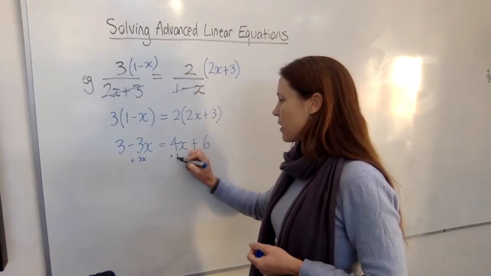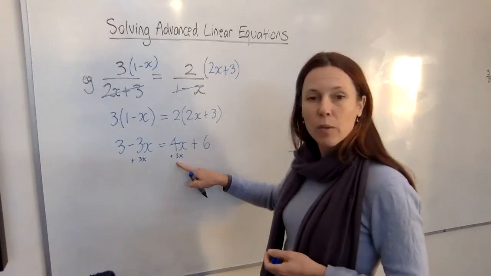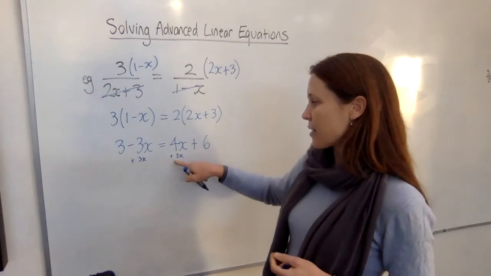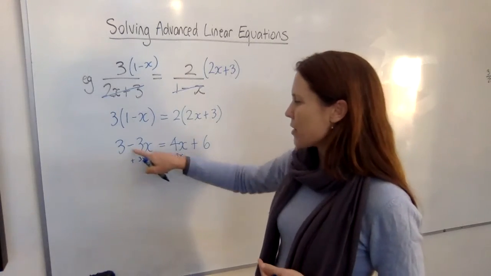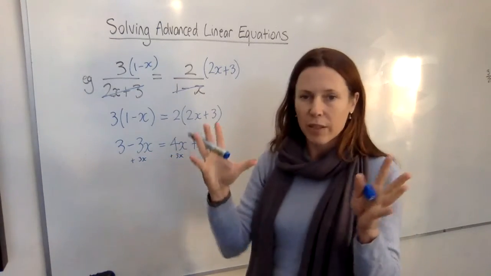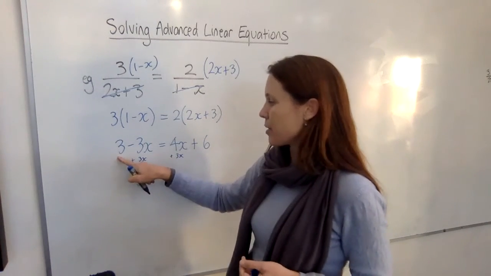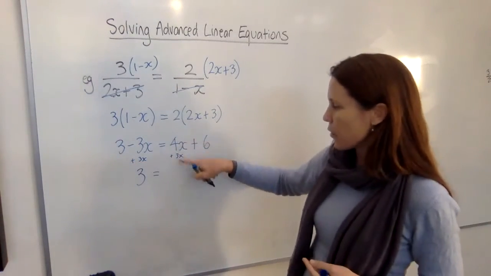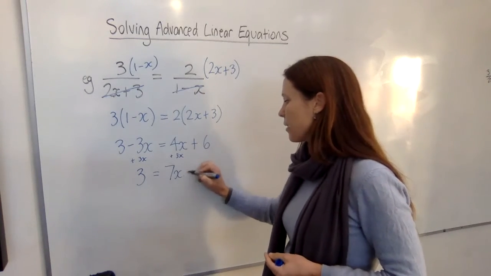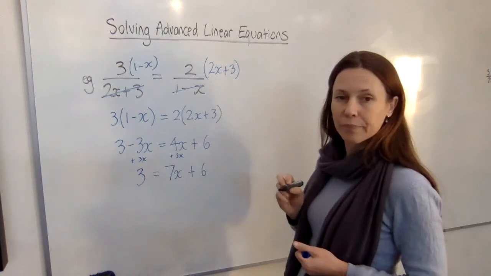Now I jot it down here just to remind myself what I'm doing. Once you've been doing these for a while, you might like to skip that step and just say minus 3x plus 3x. They'll vanish each other, and I'll just have 3 on this side, the 3 that was here. But over on this side, 4x plus 3x is 7x, and I've still got my 6.